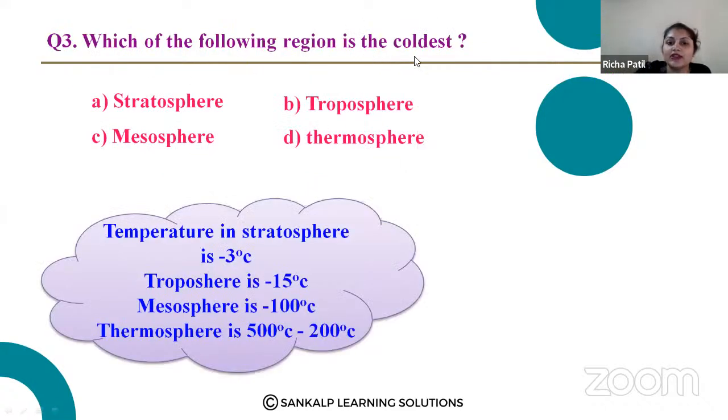Which of the following regions is the coldest? Okay, so these are some of the temperatures given. Temperature in the stratosphere is -3 degrees Celsius. Troposphere is -15 degrees Celsius. Mesosphere is -100 degrees Celsius. Thermosphere is 500 to 200 degrees Celsius. So the correct answer, which is the coldest? It is C, mesosphere. It is the coldest region. Remember that, which is the coldest region? It is the mesosphere.